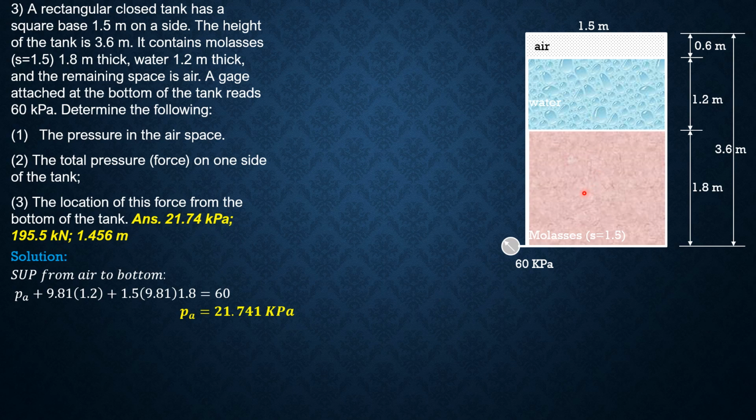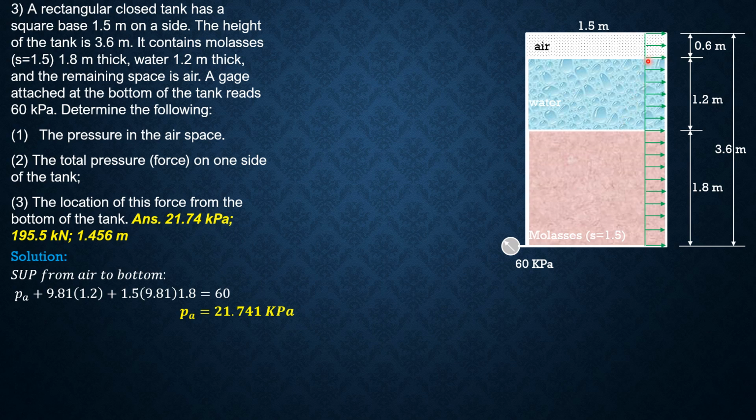complicated problem where we have layers of fluid and we have air under pressure, so we use a pressure diagram instead in computing that force. So force is equal to the volume of the pressure diagram. So we have that. This is the pressure of air, which is equal to 21.741 kilopascals.